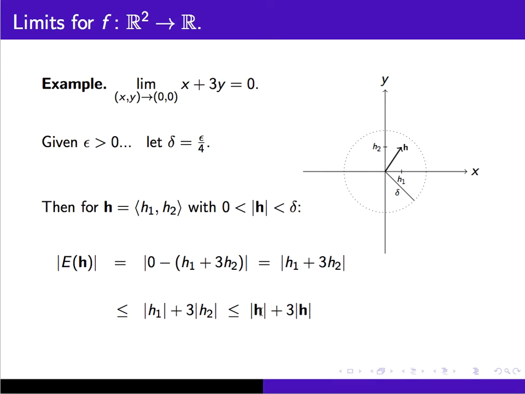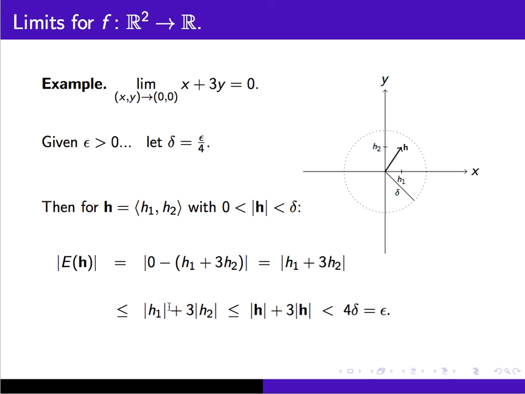Well, we've bounded h. That was our assumption, that the magnitude of h is at most delta. So the magnitude of h plus 3 times the magnitude of h, that's 4 times the magnitude of h, which is therefore less than 4 delta, but delta was epsilon over 4, and so the error is at most epsilon.